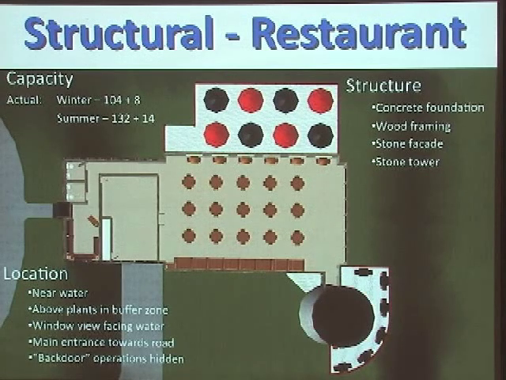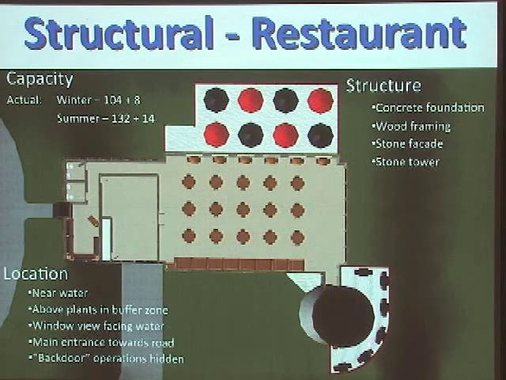And here's what we were actually able to accommodate. We were able to accommodate 104 seats plus 8 bar stools in the winter, and then 132 plus 14 bar stools in the summer. The location of the restaurant is near the water. The water is over here, and there's a giant wall of windows for everyone eating in the restaurant. They have a good view, and both decks are also situated facing the waterfront.